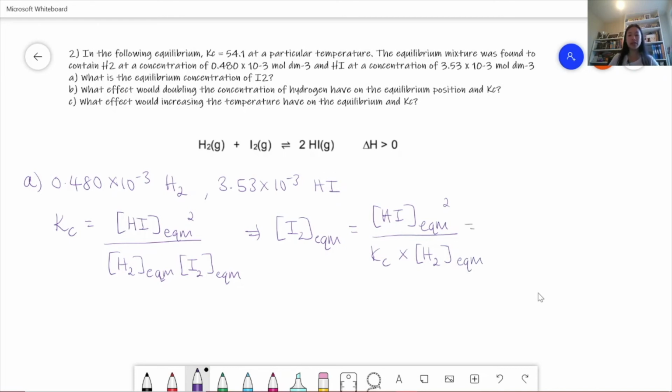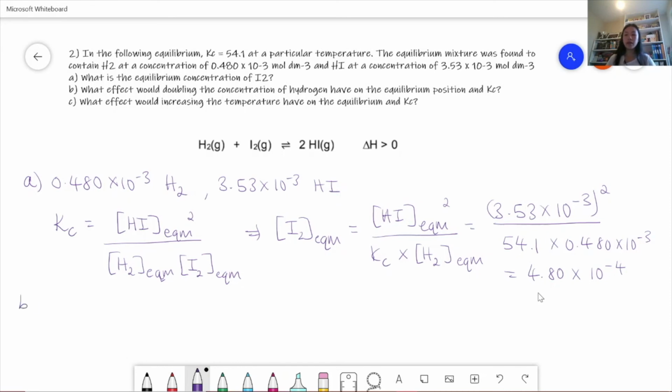And that comes out to be 3.53 times 10 to the minus 3, squared, divided by the Kc, which is 54.1, times 0.480 times 10 to the minus 3. And this comes out to be 4.80 times 10 to the minus 4. And I've also rounded that to 3 significant figures because everything else in the question is.